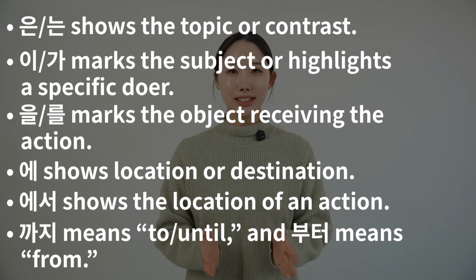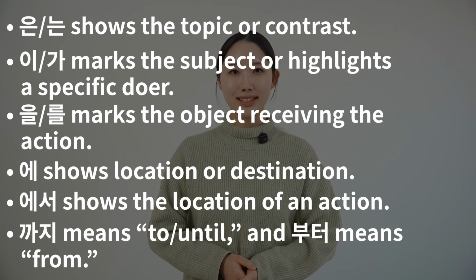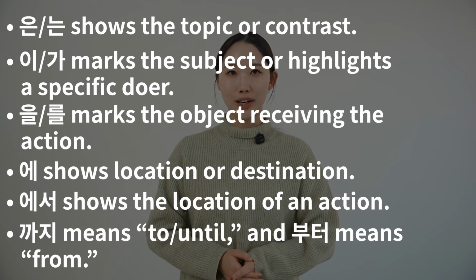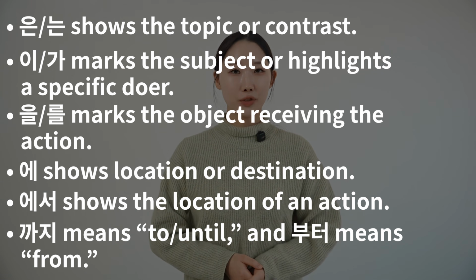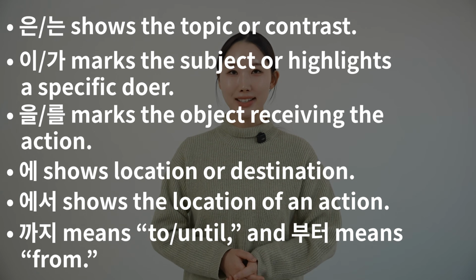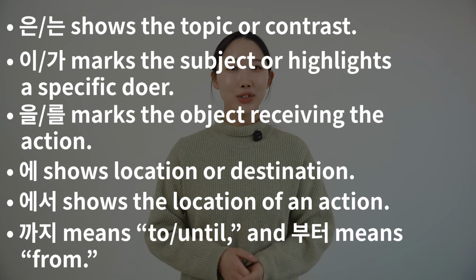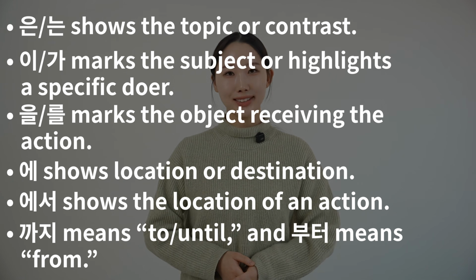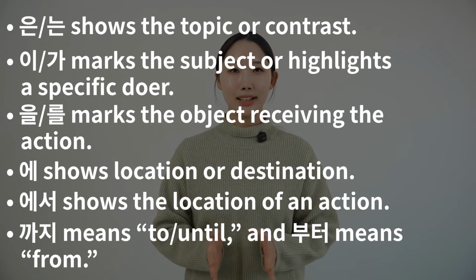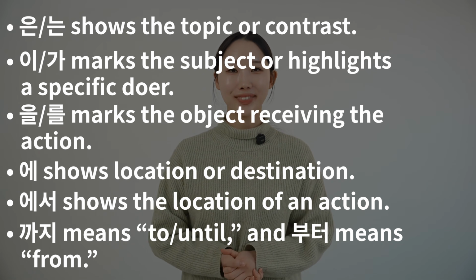Let's quickly summarize the most important ideas so they stick. Just listen and see how many you remember already. 은, 는 shows the topic or contrast. 이, 가 marks the subject or highlights a specific doer. 을, 를 marks the object receiving the action. 에 shows location or destination. 에서 shows the location of an action. 까지 means to, until, and 부터 means from.